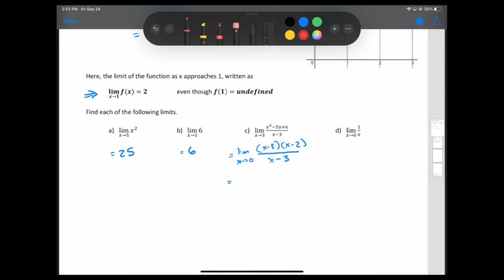Okay, so now I can cancel the x minus 3's out, and that becomes the limit as x approaches 0. Sorry, I goofed on those. This should be the limit as x approaches 3. The limit as x approaches 0 is actually a very common one to do. That's why I write it by default. The limit as x approaches 3 of x minus 2 with the restriction x cannot equal 3 on it.